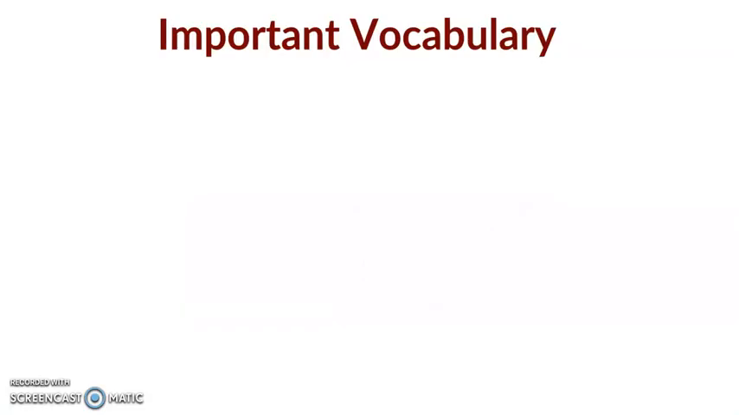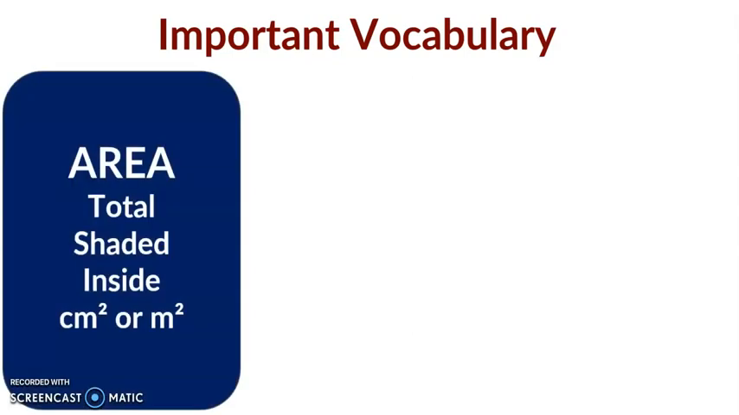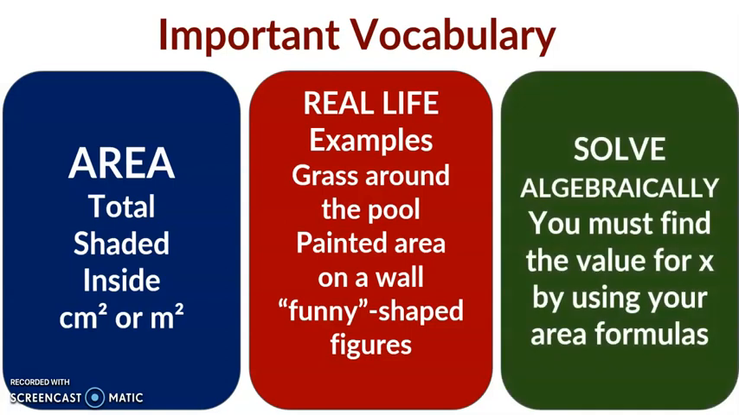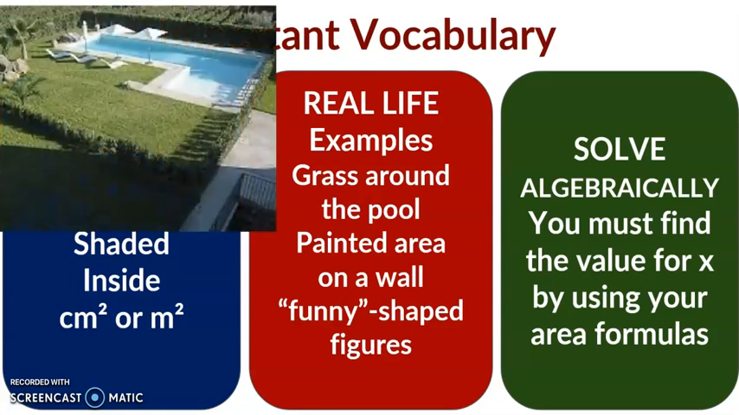So, vocabulary that we need to learn. First of all, you should all know that area refers to the inside of a shape, and it's measured in square units. Real life examples would be grass around the pool, a backyard, painting a wall, or figures that are funny shapes that we have to break into smaller parts. And we're also going to be using the idea where we have to solve for x using these area ideas. So there's the idea of a pool. You might want to find the area of the pool or the grass around the pool.